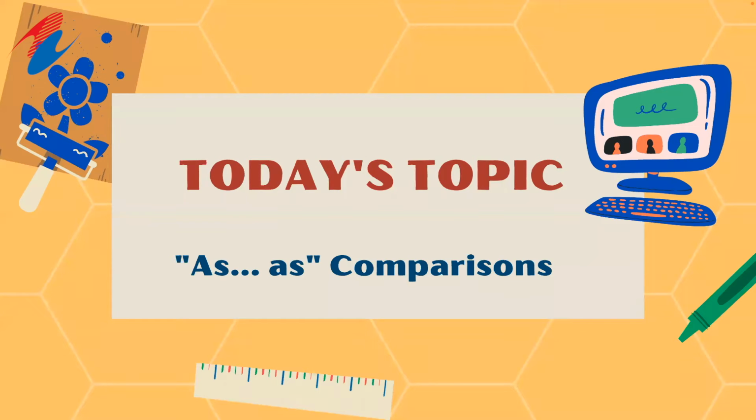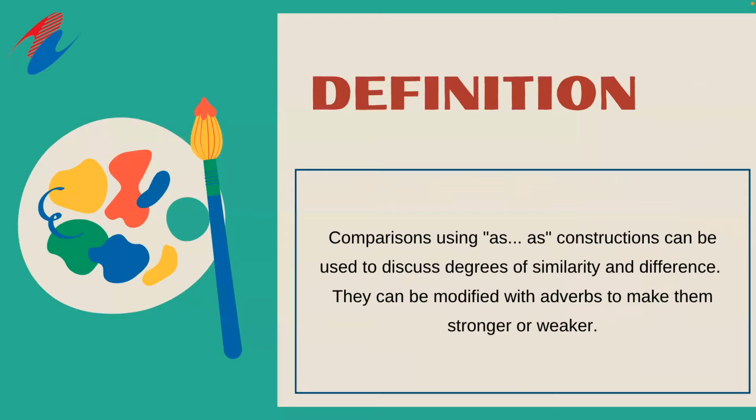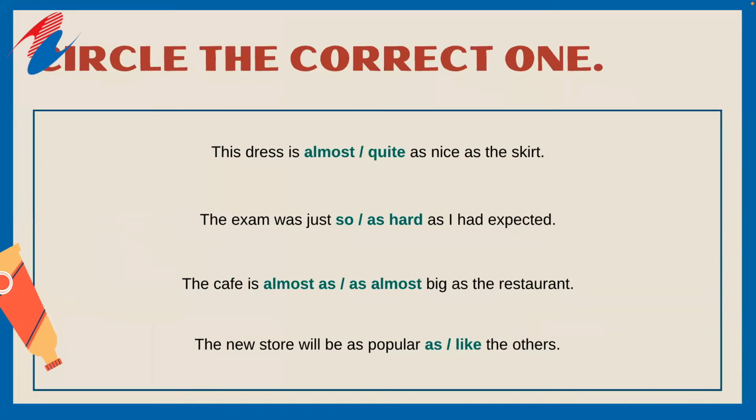네, 오늘 토픽은요. This one is as comparisons. Okay? 그래서 it is a little bit similar to 우리가 그 as or like 그 comparison을 할 때, 근데 this one we're just going to look at as and as. 네, so what is the definition? So comparisons using as and as constructions can be used to discuss degrees of similarity and difference. So they can be modified with adverbs to make them stronger or weaker. Okay? So let's look at some of them.